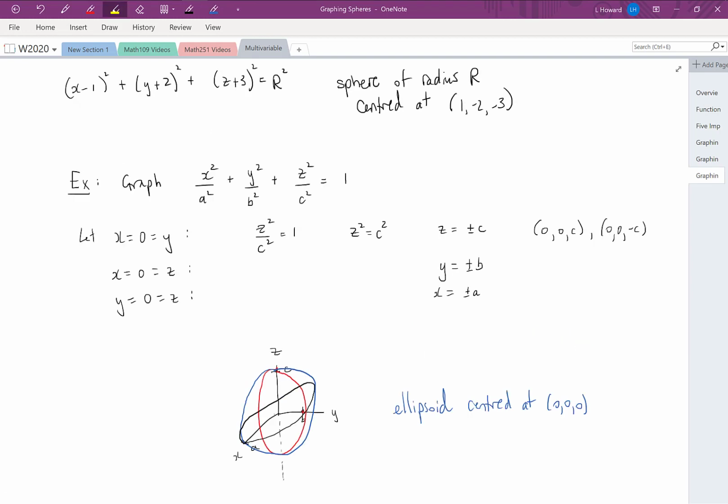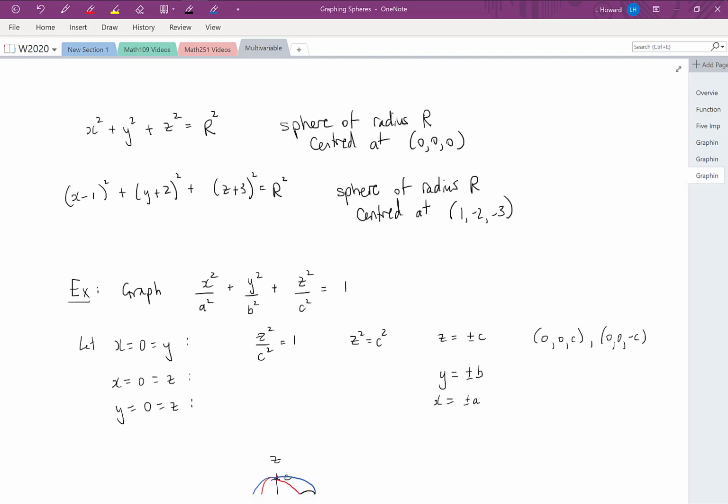So let's do a quick recap here of graphing spheres. We've seen that the equation x squared plus y squared plus z squared equals r squared gives us a sphere of radius r centered at the origin. We can shift in the x, y, and z direction. If you see something subtracted from the x value, that means that the x coordinate of our center is actually going to be at a positive number. So if you see x minus 1 in the equation, that center is getting shifted to x equal plus 1, for example.